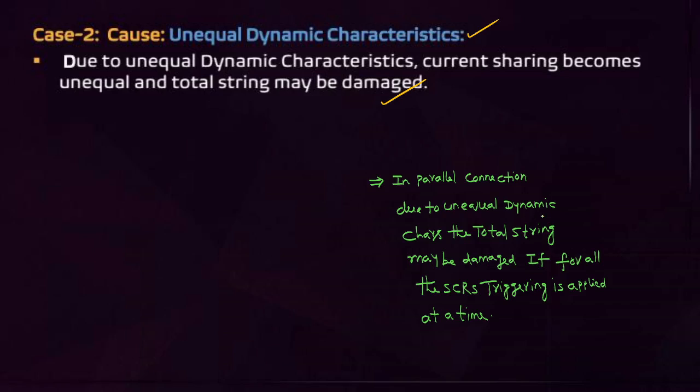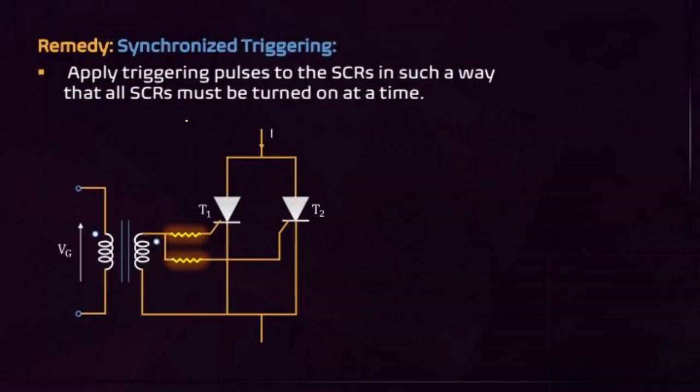In a parallel connection, due to unequal dynamic characteristics, the total string may be damaged. If the triggering is not applied to all the SCRs at a time, the total string may be damaged. So what is the remedy for this problem? You have to use synchronized triggering. What do you mean by synchronized triggering?